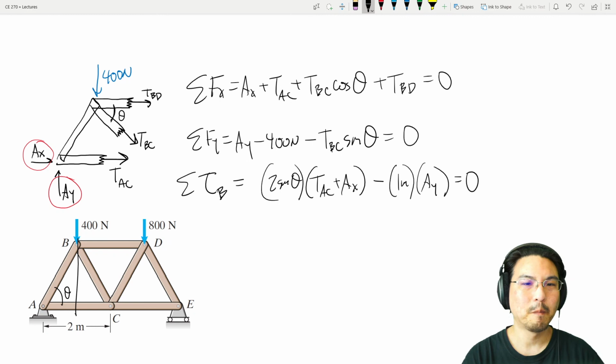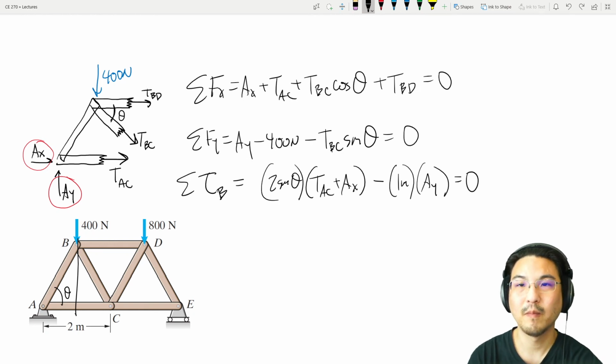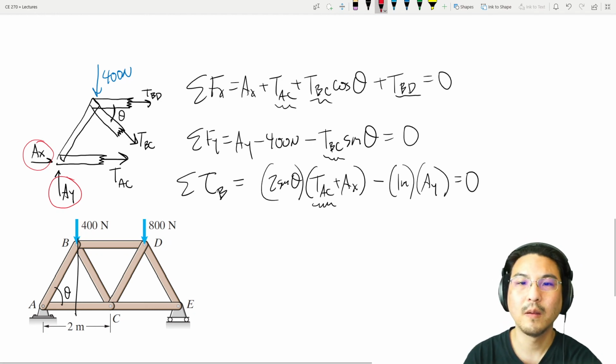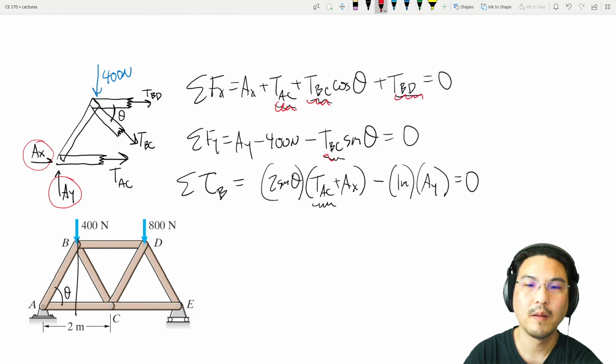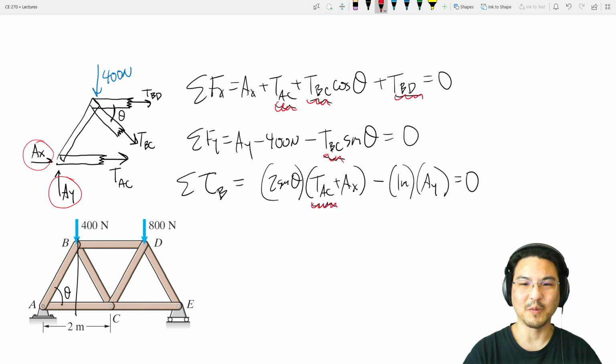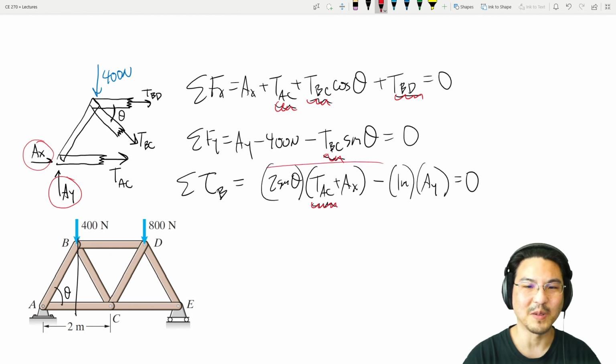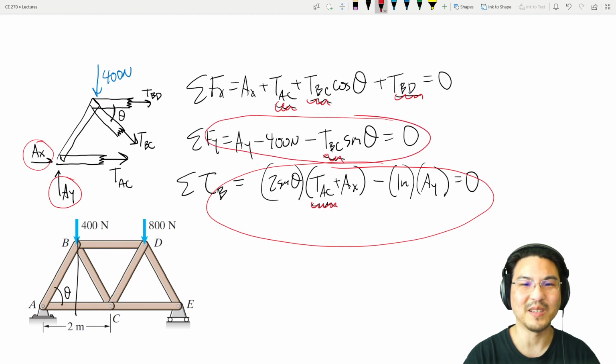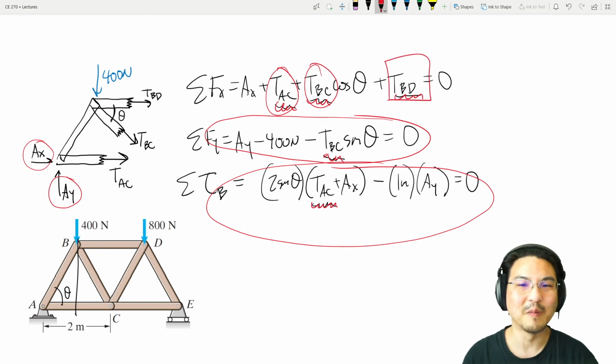Okay, so we have 3 equations for these 3 unknowns. Let me underline them. Here, here, here. Okay, so which would you like to solve first? You can solve this one for TAC. That's one equation, one unknown. Solve this for TBC. And then you plug AC over here, BC over here, and then solve for the remaining unknown.